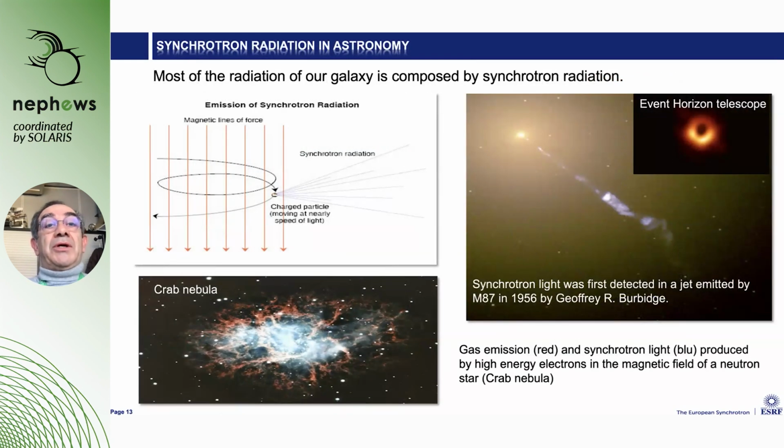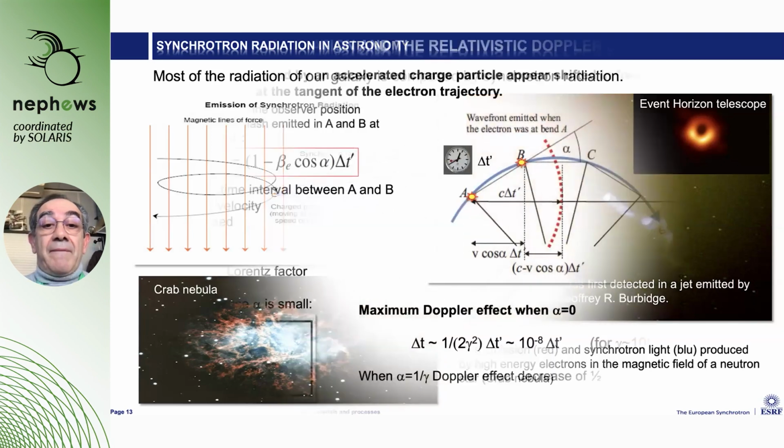Synchrotron radiation, of course, is everywhere in astronomy, because most of the radiation of our galaxy is composed of synchrotron radiation, in which charged particles moving close to the speed of light emit very sharp electromagnetic radiation. For instance, synchrotron light was first discovered in a jet emitted by M87, and today we know that at the origin of the strong magnetic field of this emission is a massive black hole, imaged by the Event Horizon Telescope.